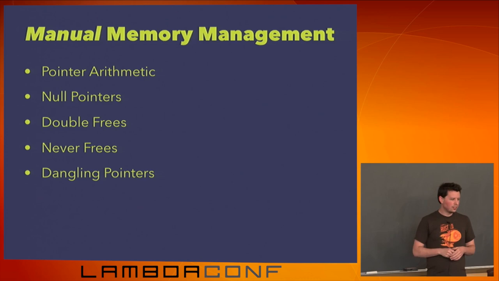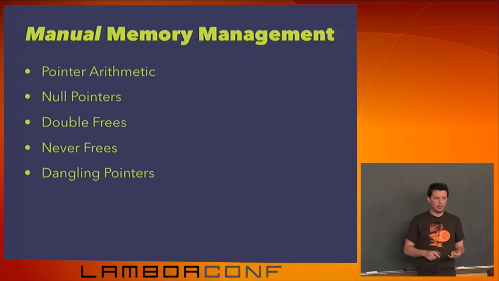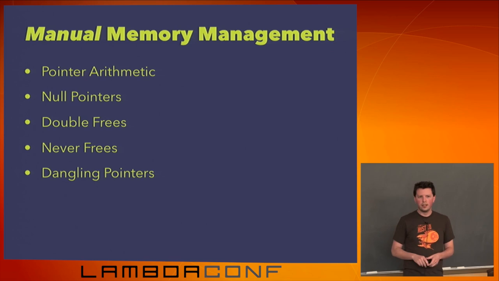So that means that because we've removed manual memory management, we don't have pointer arithmetic, we don't have null pointers, we don't have null at all, we don't have double frees, we don't have never frees, we don't have dangling pointers. So we removed a lot of the things that you make errors with all the time, accidentally, unless you're writing perfect code. And so this is the way that we've removed a lot of the unsafe elements while retaining a lot of the control.